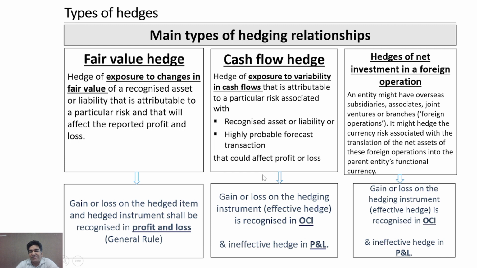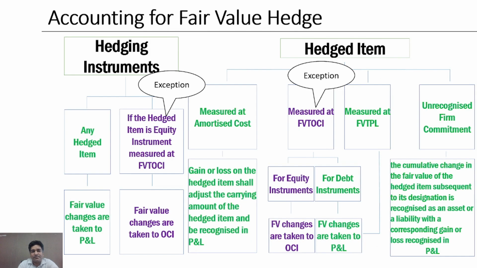In case of a cash flow hedge, all the gains and losses on the hedging instrument, I said hedging instrument and not hedged item, to the extent these are determined as an effective hedge will be recognized in OCI. And the portion of these gains and losses which are determined as an ineffective hedge will be taken to profit and loss account. The same accounting treatment will hold good in case of hedges of net investment in a foreign operation as well. So guys, with this quick recap of what we have already discussed in the previous videos, let's now discuss the fair value hedge and the accounting of fair value hedge.